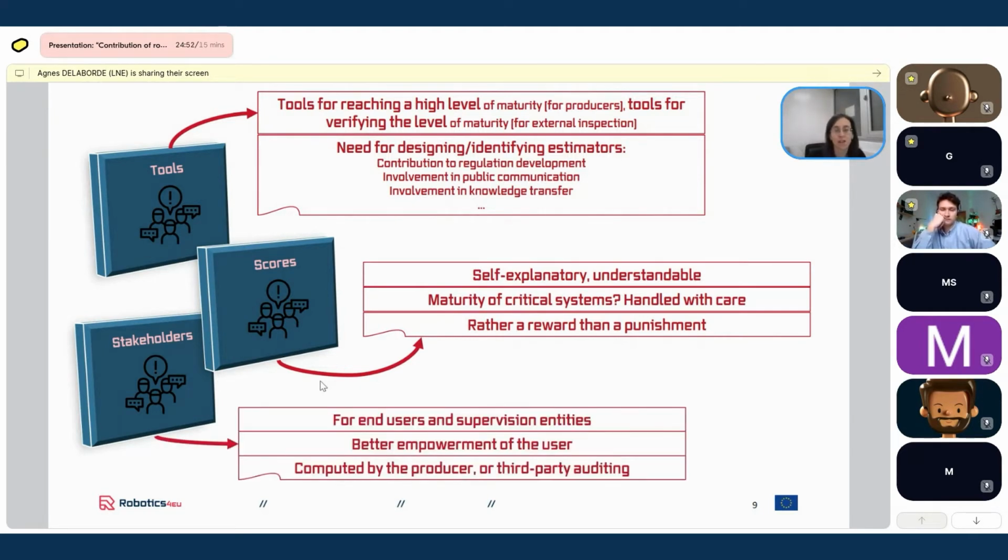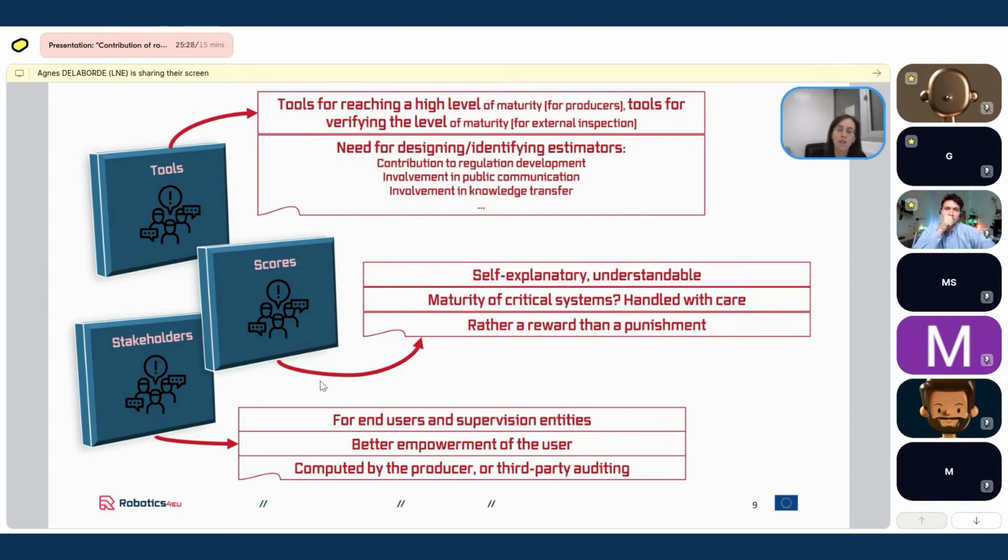Concerning the stakeholders, it's something that we still explore, but we have received some preliminary ideas. Apparently everyone agreed that the score would be useful for the end users, so the people who are going to use and buy the robot, and also for supervision entities, people who can control and monitor the maturity of the robot, from entities for which those non-technological aspects are really important.